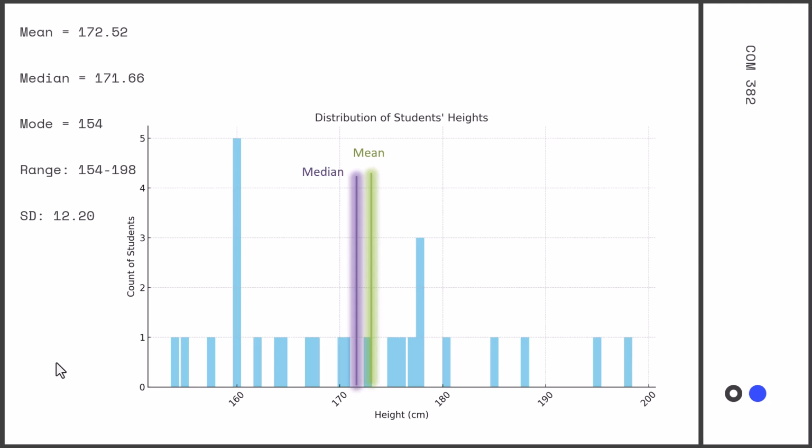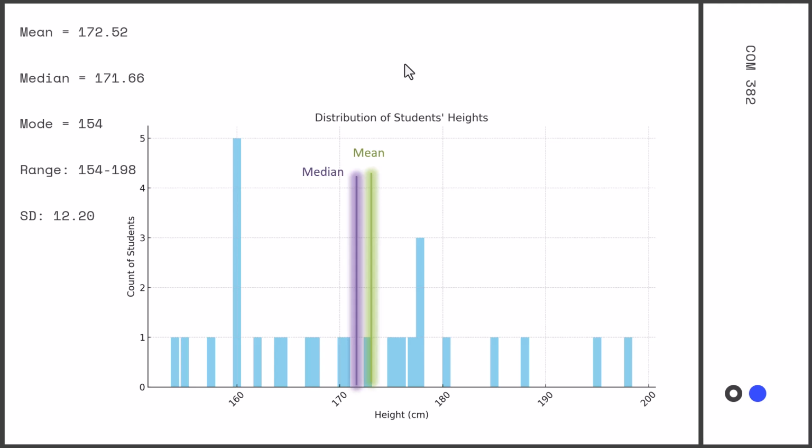So here we are again with our class data set of heights, and I already talked before about the mean, median, and mode. And you can see our range here is wide, as I said, 154 to 198 centimeters, and our standard deviation is 12.2. So we can think about this range and standard deviation this way. The tallest person in the class is 198 centimeters tall. The shortest person in the class is 154 centimeters tall.